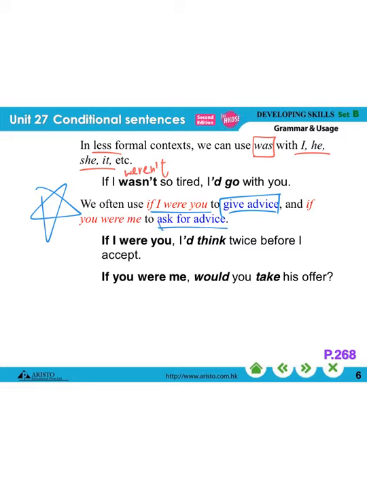If you're asking for advice, if you really want to get advice from others, usually you start with if you were me, what would you do? If you were me, would you take his offer? If you were me, would you buy that dress? If you were me, what would you do? I hope that you have a better understanding of the usages together with the forms of conditional type 2. Thank you.